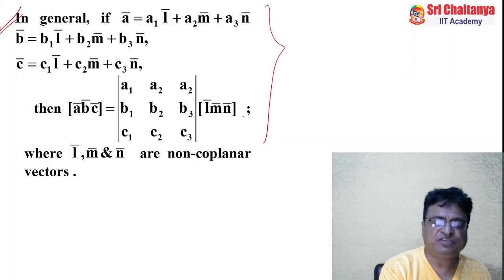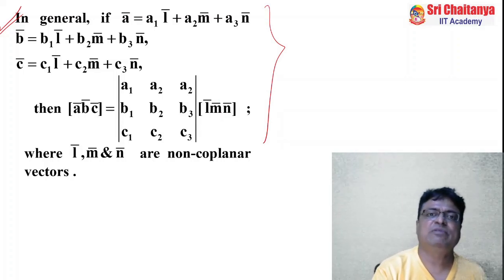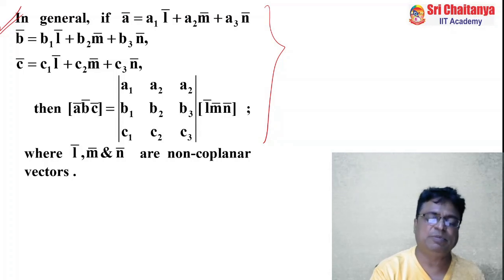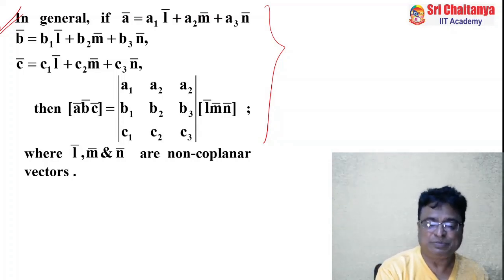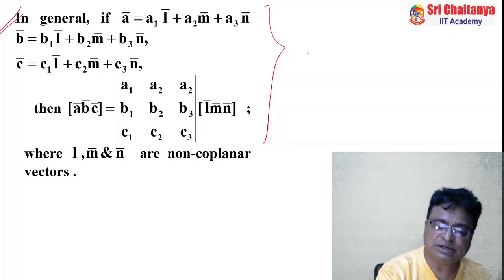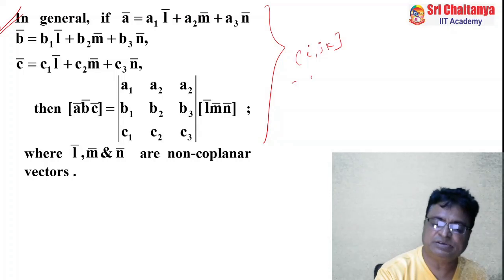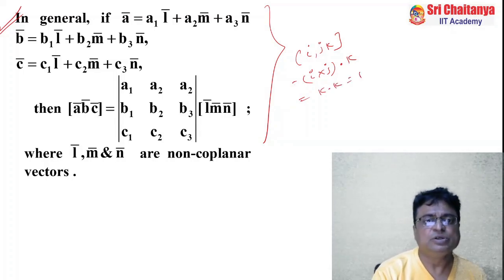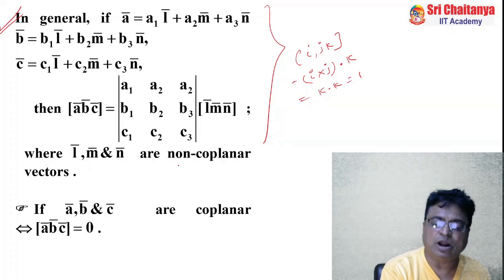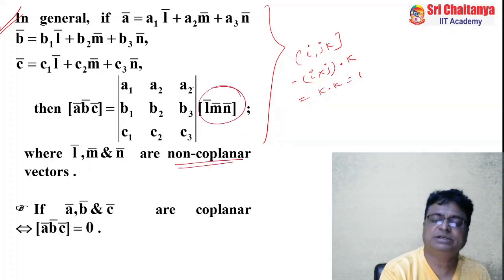That's why it is not necessary to write A bar equal to A1 I plus A2 J plus A3 K, B bar equal to B1 I plus B2 J plus B3 K, C bar. This is the generalized version. Because box IJK is what? The triple product of IJK is I cross J dot K. I cross J is K, K dot K equal to 1, like that. Okay. So where the elements are non-coplanar vectors, this is important.